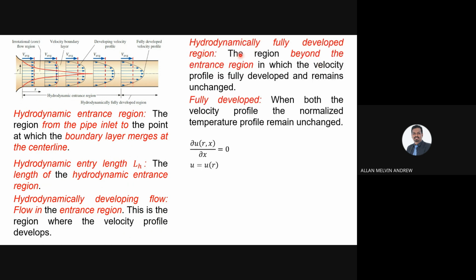Then the hydrodynamically fully developed region is the region beyond the entrance region. So until here is the entrance region, then from here, we call it the hydrodynamically fully developed region. We already have the full velocity profile developed, and from here it will remain the same. This velocity profile we call a fully developed velocity profile, and both the velocity profile and the normalized temperature profile remain unchanged over a period of time.